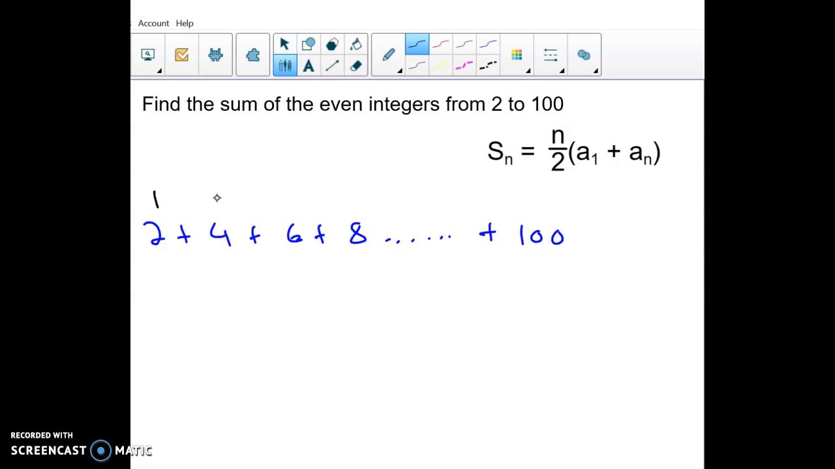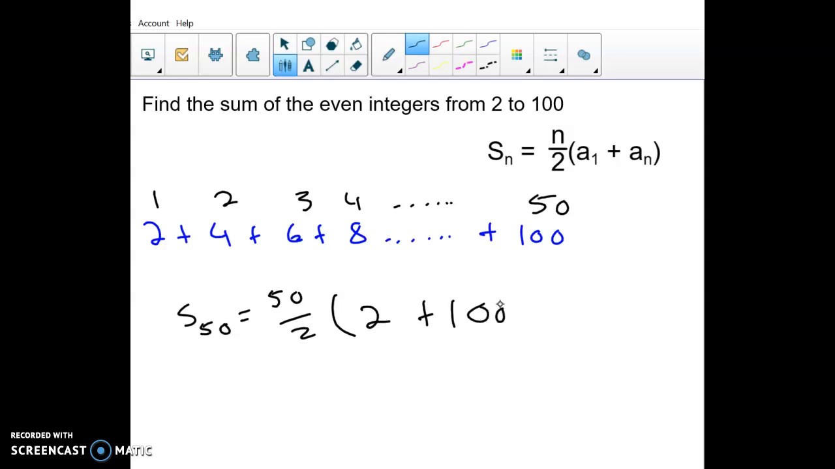All right, so the first thing is we've got to figure out how many terms are in this sum. If you think about it, we have half of the numbers between 1 to 100, so we'd have 50 values. So n would be 50. We're trying to find the sum of 50 numbers because we only have the evens. So we'd have 50 over 2, and then my first value is 2. My last value is 100. So A1 is 2 and AN is 100.